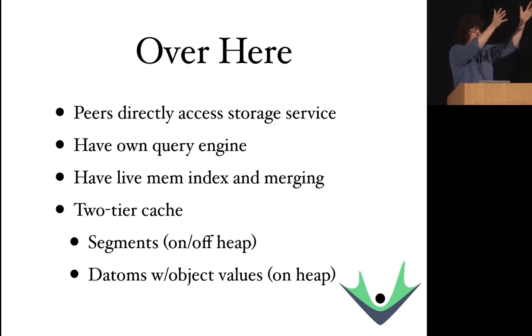So just build up a window of stuff, merge it, then drop it, build up a new window of stuff, merge it, and then drop it. That's how it works. Inside the peers, there's a two-tier cache.